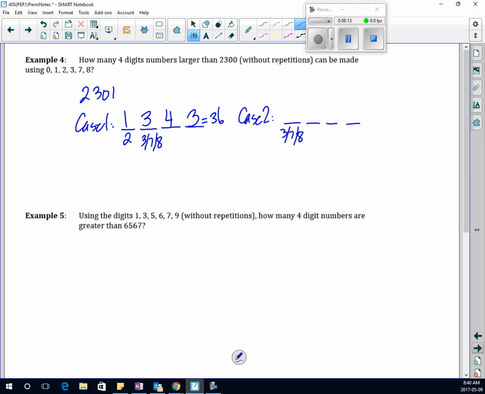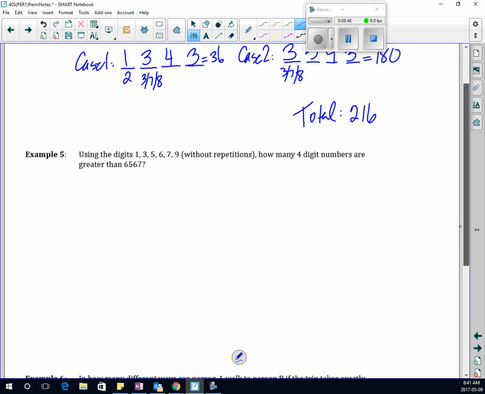And then case 2, I have 3 choices here. I've used up one of the 6 digits, so how many do I have left? 5, then 4, then 3. So that's 20 times 9, 180. So my total is 216. Any questions there? Okay, this one's a way harder one because now we have ones that we can make.